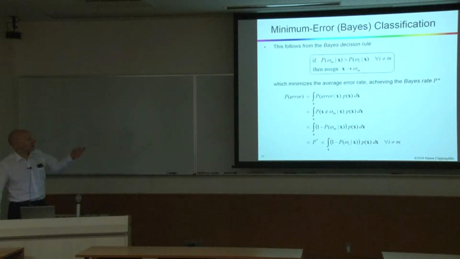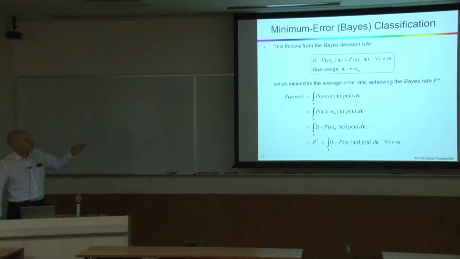I should just check, are you familiar with conditional probabilities? This thing here is a conditional probability, and it's read as probability of omega m given X. So the probability that X came from the mth class given the value of X.